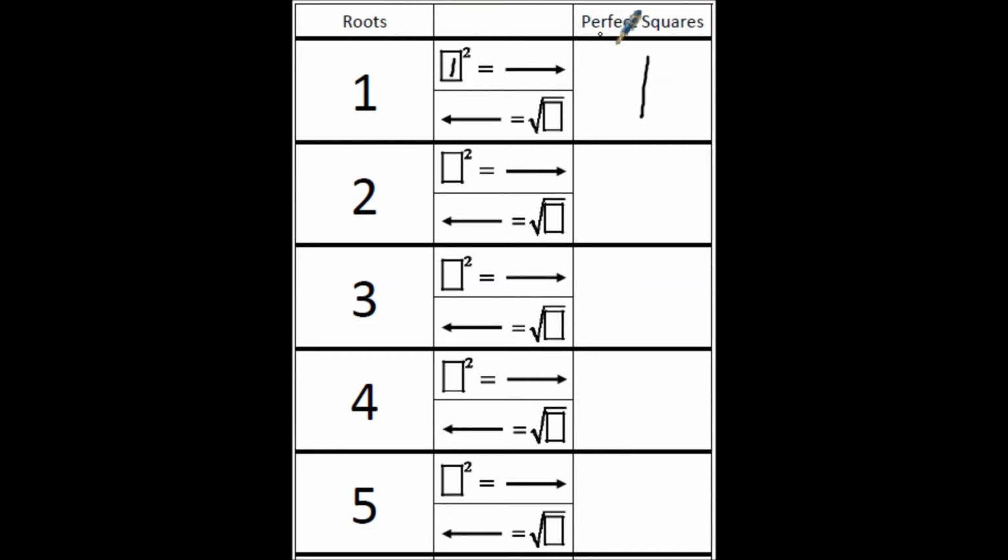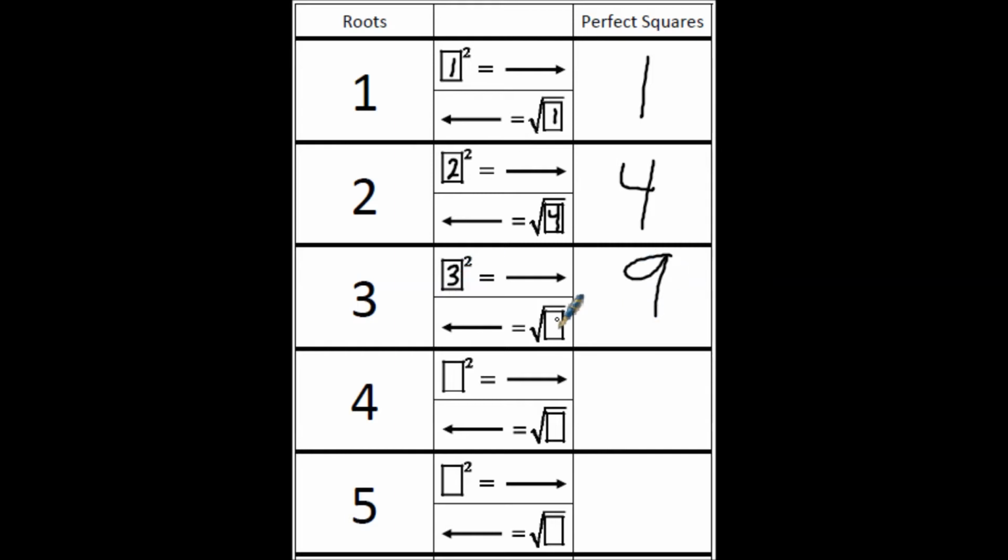So if I square the root, I get the perfect square of 1. And if I take the square root of the perfect square, I'll get the root. So the square root of 1 would give me the 1 back, the root. So a root of 2 squared would give me a perfect square of 4, and taking the square root of the perfect square of 4 would give me back 2.